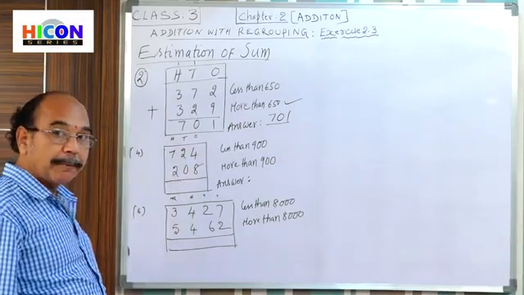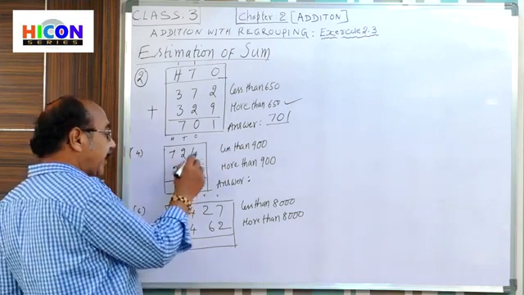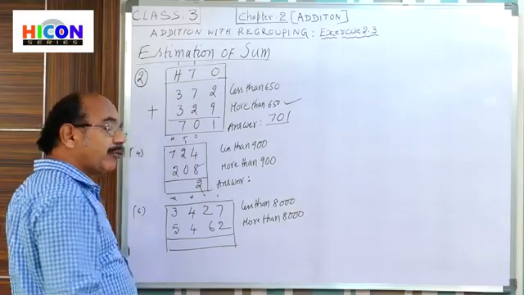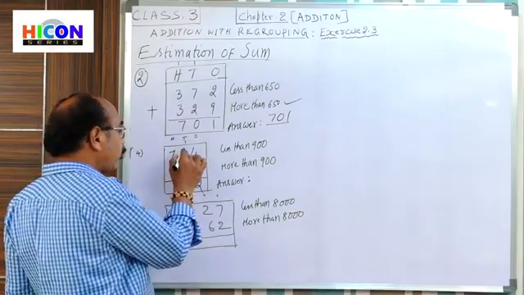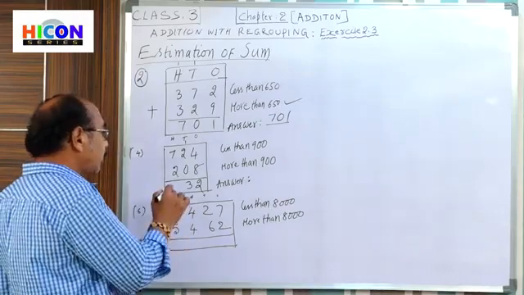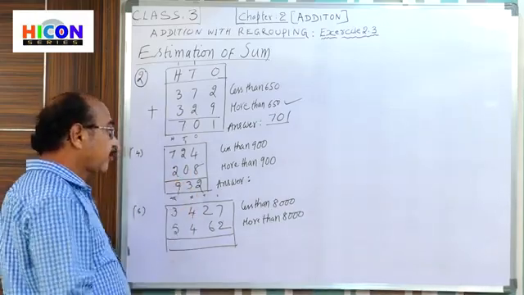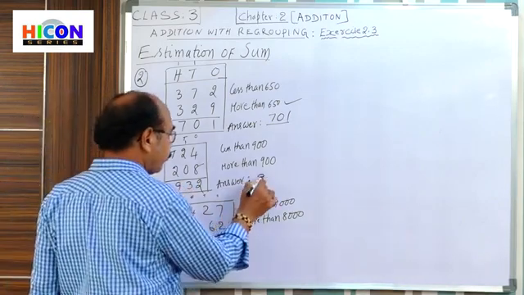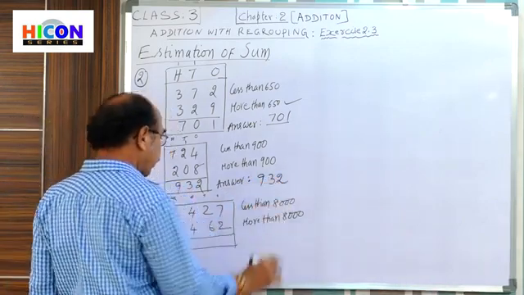4 ones are there. Now here, add 8 plus 4, 12. 2 right here. 1 is the carried 10. Now add 2 plus 1, 3 plus 0, 3. Now here 7 plus 2, 9. That means the answer is 932.